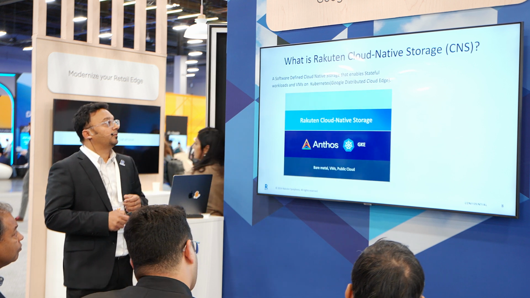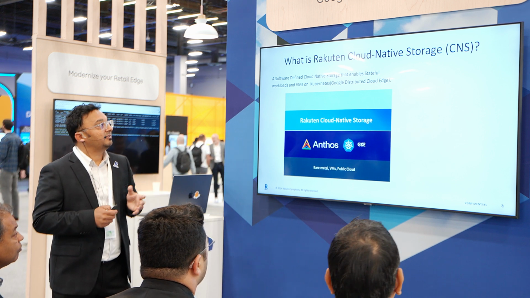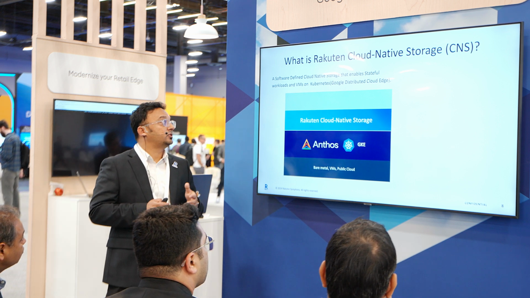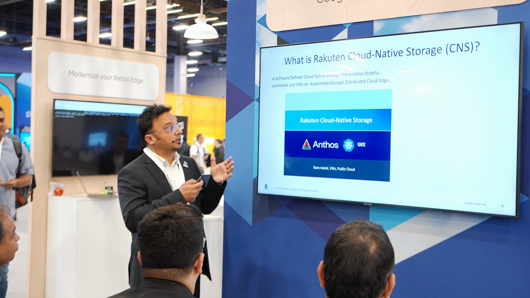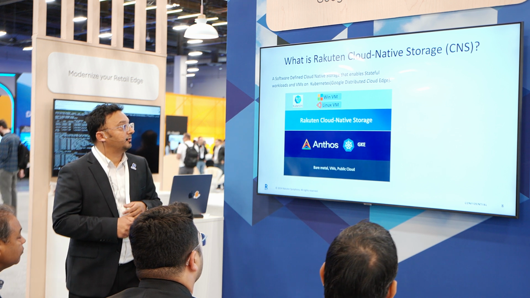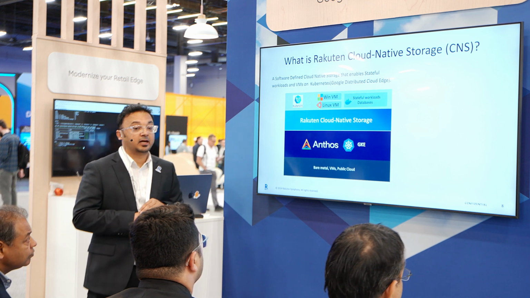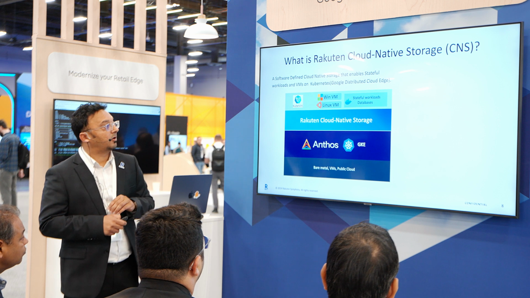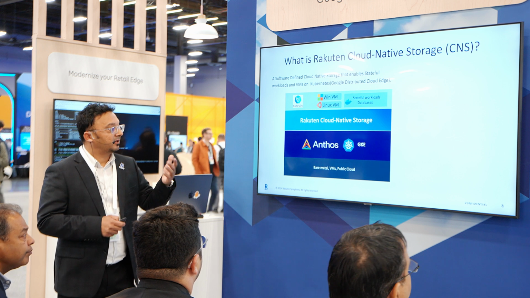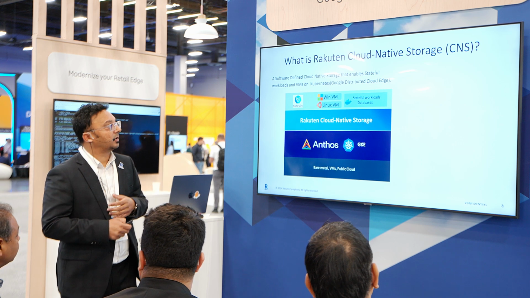So here's what Rakuten Cloud-Native Storage is, right? Rakuten Cloud-Native Storage is a software-defined scale-out storage that enables both container and VM workloads to run on Kubernetes or in Google Distributed Cloud. It can run both virtual machines. You can run Windows virtual machines or Linux virtual machines, or you can run your stateful container-based workloads on your Kubernetes cluster at edge. So we will talk about some of the things that we were working on with GDC and some of the solutions that we're working on together.